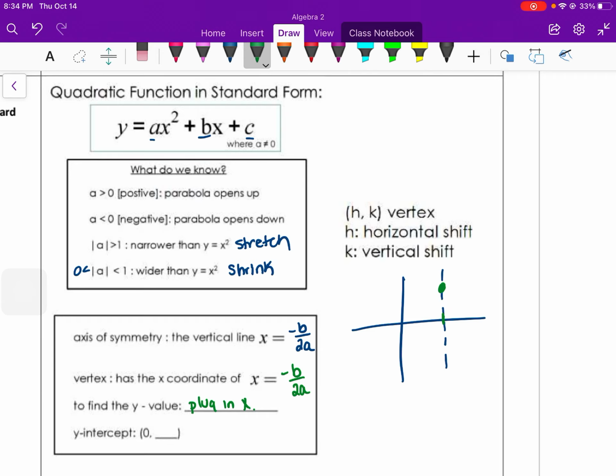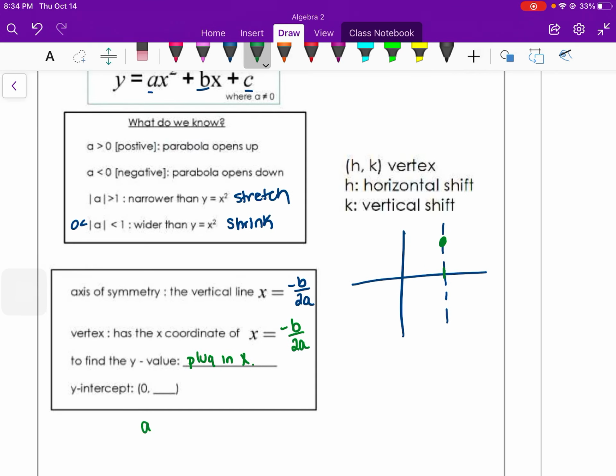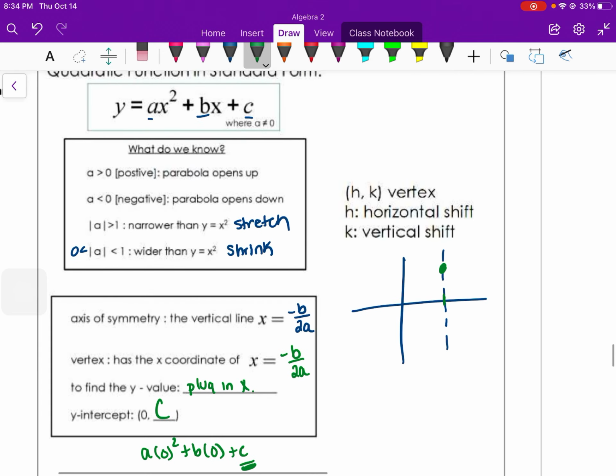To find the y value, you plug in the x that you get. And then standard form also gives us the y-intercept, because the y-intercept lies on the y-axis. That's wherever the x value is equal to 0. So if you think about plugging in 0 into the standard equation, you would get a times 0 squared plus b times 0 plus c, you would get c. So your y-intercept is always your constant value at the end of the equation.